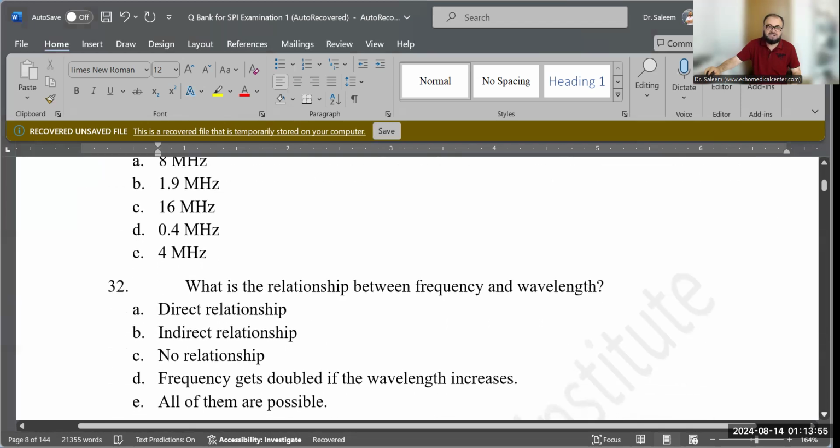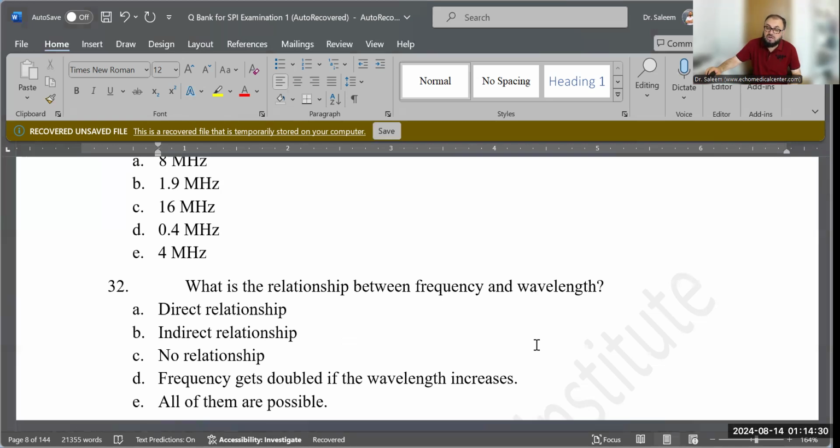Okay, so the next question is a really interesting question. What is the relationship between frequency and wavelength, or lambda? Same thing. Now, first of all, let's see what is your selection. Which one is the correct answer? Is it direct relationship, indirect relationship? Is there no relationship? Frequency gets double if the wavelength increases. All of the above are possible. What do you think? Which one is the correct answer?